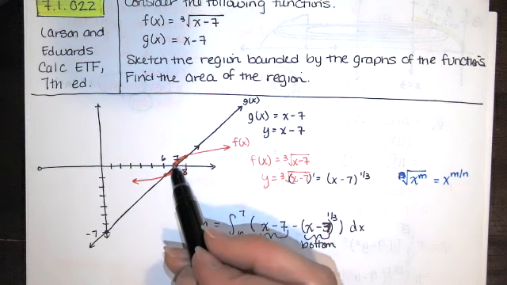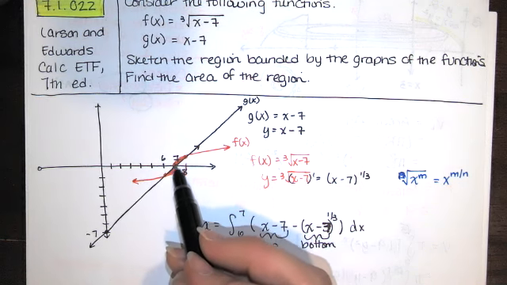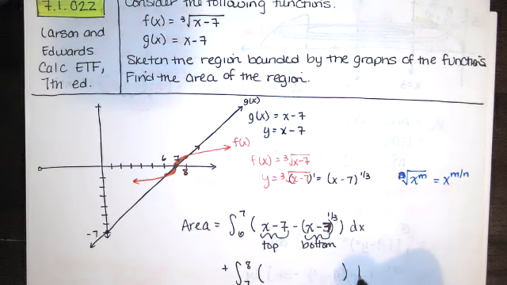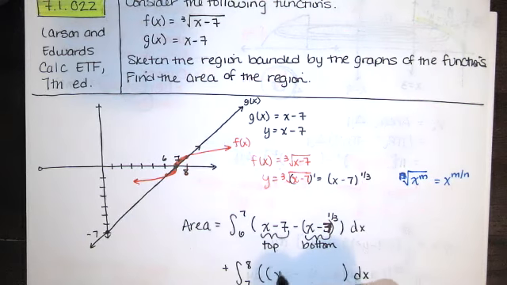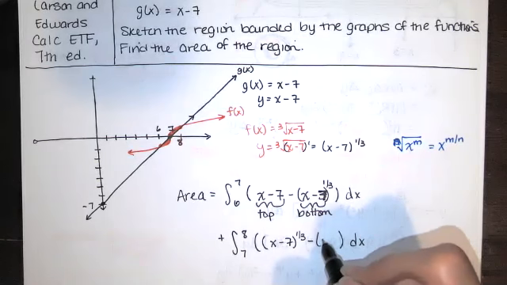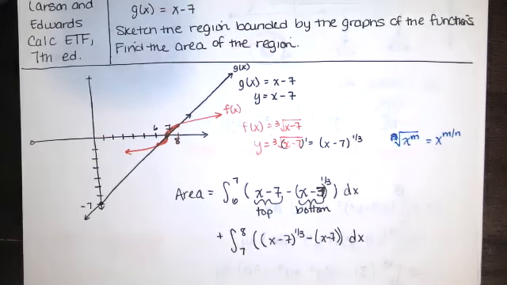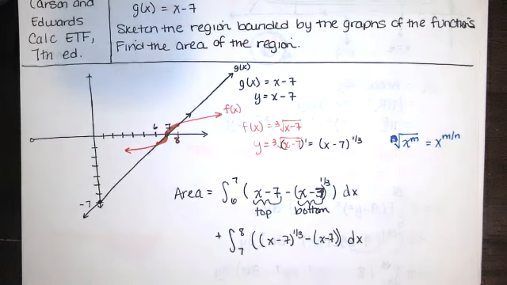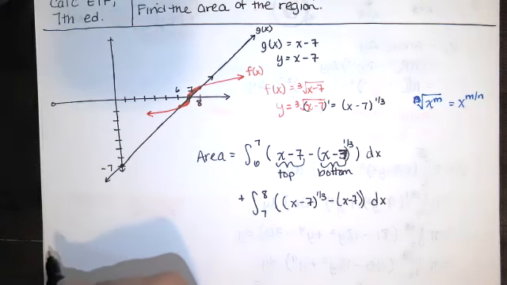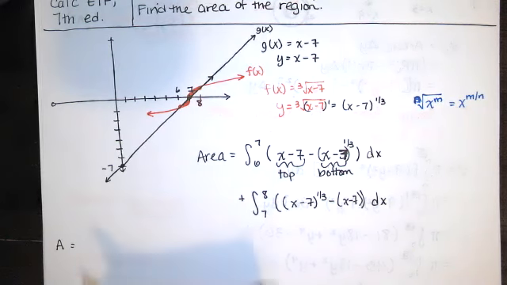But on the interval from 7 to 8, the cube root function is on top. It has the higher y values, and the lower y values are on the line. So we'd have to add the integral from 7 to 8 of the top function minus the bottom function here, but they switch. The top function this time is that x minus 7 to the 1/3 power, or the cube root of x minus 7. And the bottom function is given by the line. Don't forget your parentheses, because that line has 2 terms. We're subtracting both of those here. So our area is given by this. We'll just evaluate each one of those separately. I'm just going to use A for area.